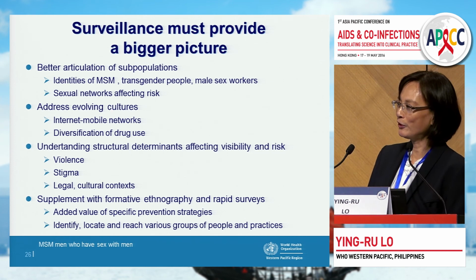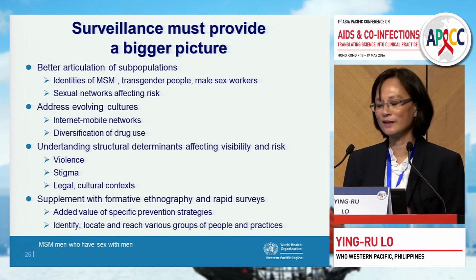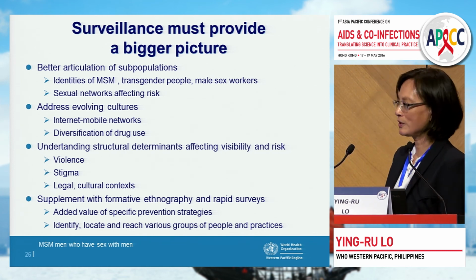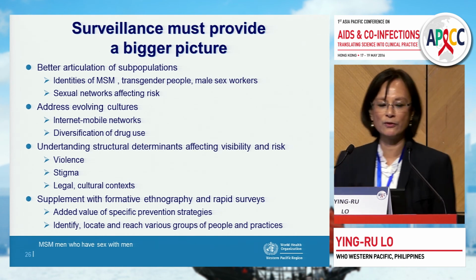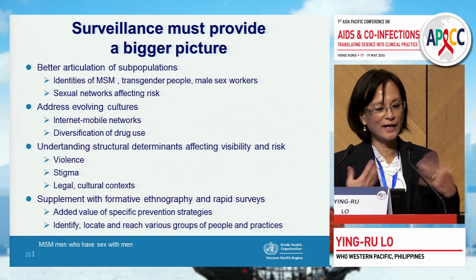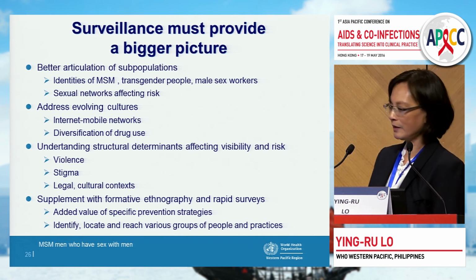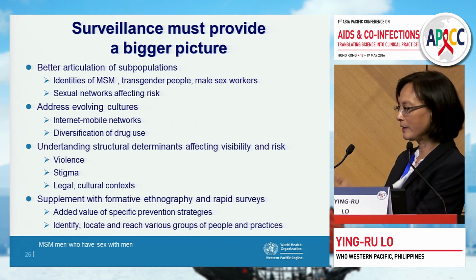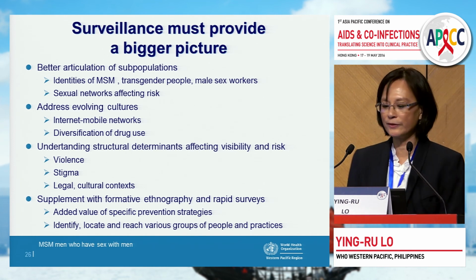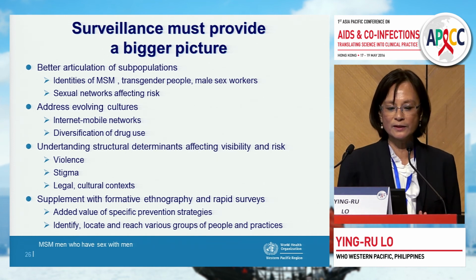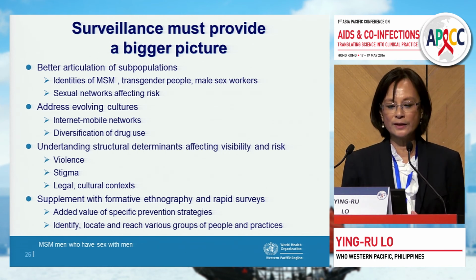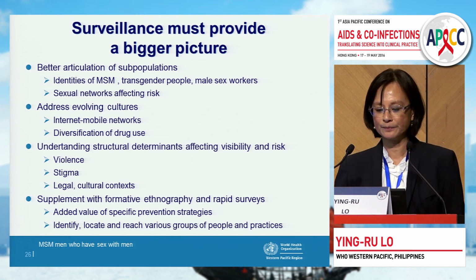And we heard yesterday from Jintanat that even in HIV cure research, you're looking at social sciences. But we should also complement our surveillance methods with formative ethnography and rapid formative surveys, which add value to designing specific prevention strategies and inform you how to better, for example, administer PrEP. If you have a formative survey among MSM which tells you about their needs, it also helps you design strategies to identify, locate, and reach various groups of people and practices.